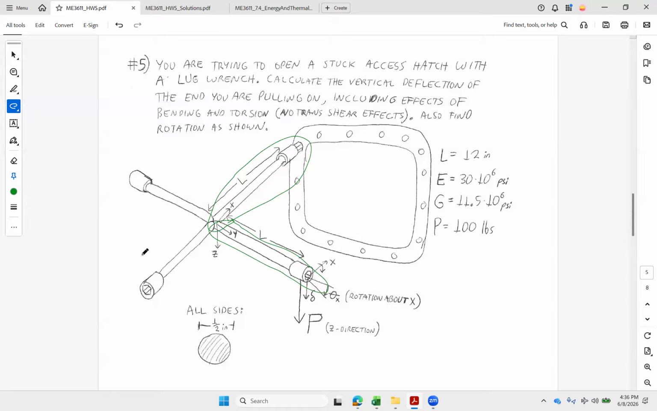We want to know what's the deflection, but also the rotation at that spot. So we're going to need to throw a dummy moment on there in order to get that rotation. No transfer shear effects, but this is a full 3D problem, so we're going to need to pass the load along.